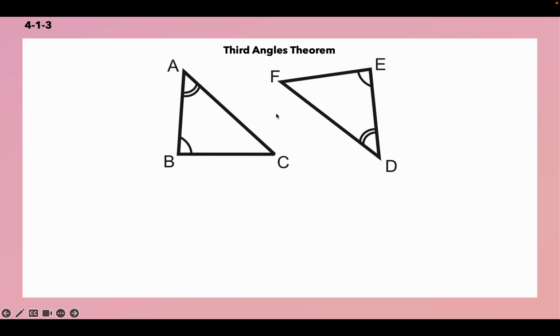Well, here's the third angle theorem that you need to know. If A is congruent to D and B is congruent to E, then C is congruent to F. As long as you know that two of the angles are congruent, then you'll also know that C must be congruent. The third angles are congruent. In this case, C is congruent to F.